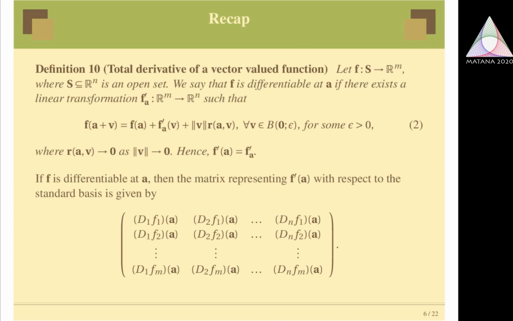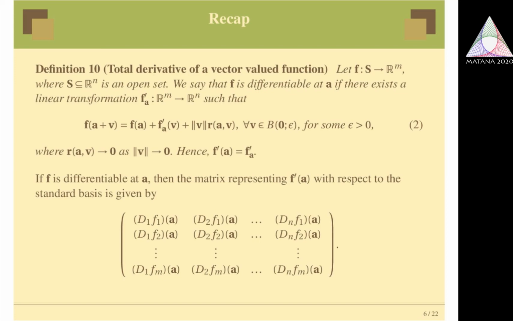As in the case of scalar valued functions of several variables, for vector valued functions of several variables also, we can introduce the notion of total derivative. Let f be a vector valued function from an open subset S of R^n into R^m, and a a vector in S. We say that f is totally differentiable at a if there is a linear transformation f'(a) from R^n to R^m satisfying the identity as shown in the slide.